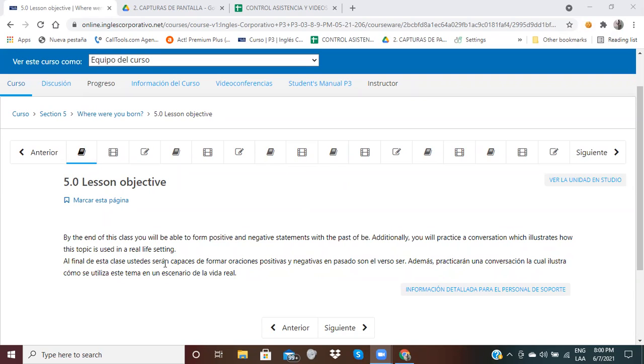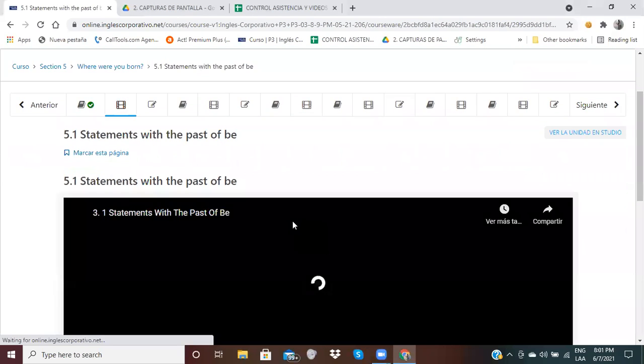Al final de esta clase, ustedes serán capaces de formar oraciones positivas y negativas en pasado con el verbo ser. Además, practicarán una conversación la cual ilustra cómo se utiliza este tema en un escenario de la vida real. Listen, please.